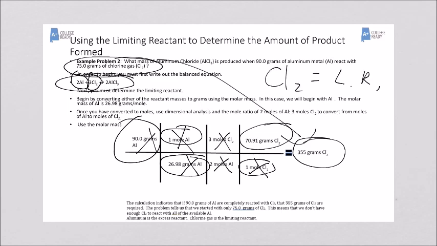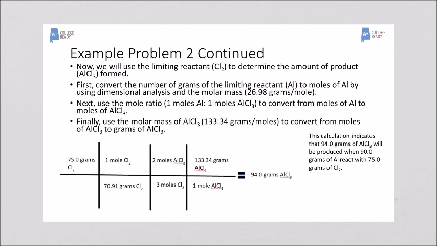When this reaction is over, there's going to be a lot of aluminum left over. Aluminum is in excess. So now I'm going to have to use my amount of chlorine, my 75 grams, and I'm going to use that to determine how much aluminum chloride will be made. Remember, the limiting reactant determines the amount of product formed. So I'm going to start with my 75 grams of chlorine.